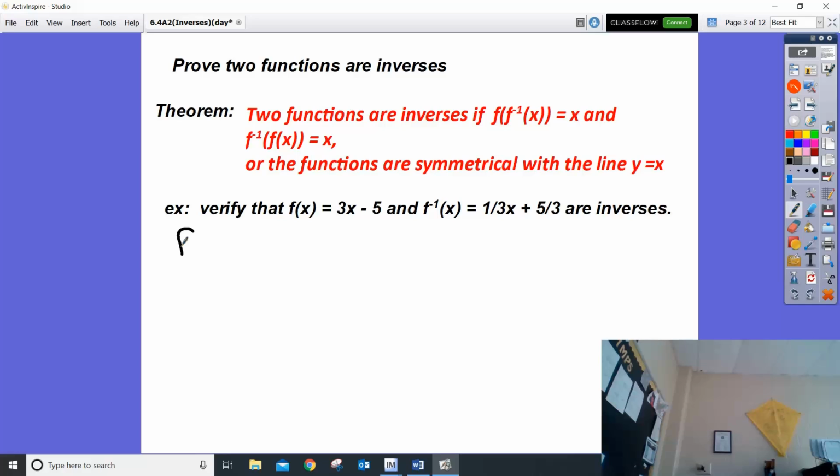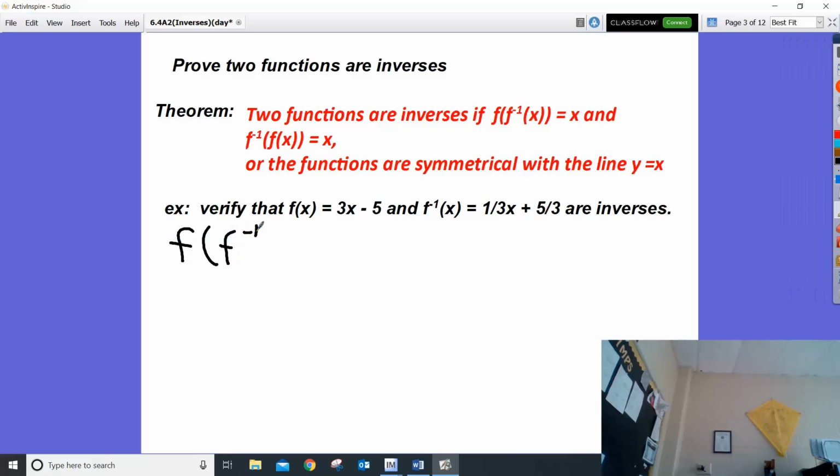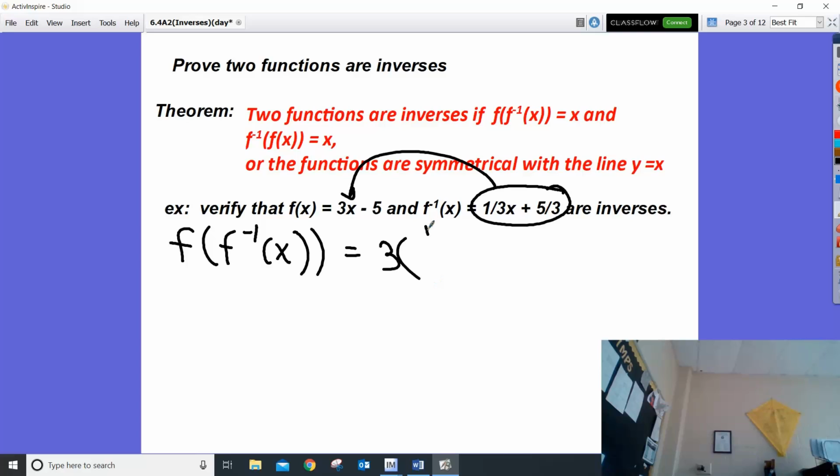The first thing we're going to find is f of its inverse of x. Well, that means you're going to take this piece right here and put it where? Right there. That's all it means. Plug the inverse back in the original equation. So 3 times the quantity 1/3 x plus 5/3, minus 5. That's just a plug-in step.